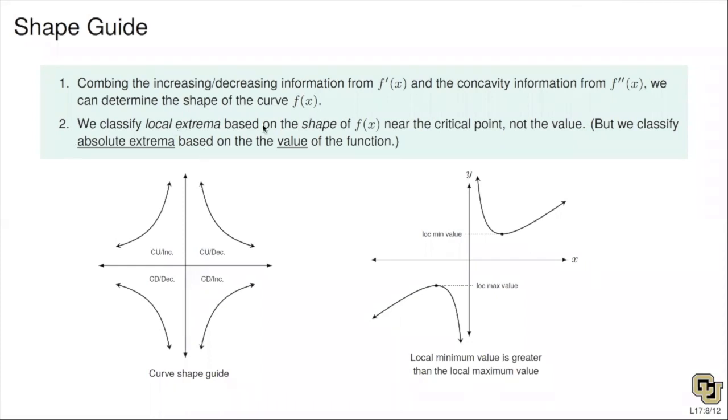But for absolute extrema, we plug the points in. For absolute extrema, we do want to know what's the largest y value, what's the smallest y value. So we're looking at the y values. For local extrema, we're trying to identify little bunny hills and little valleys. So we're doing that with shape. Okay, so that part's really important.